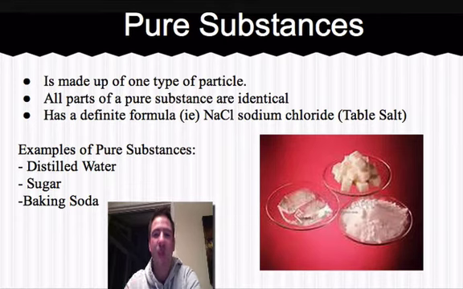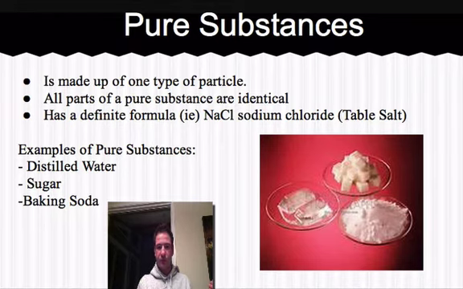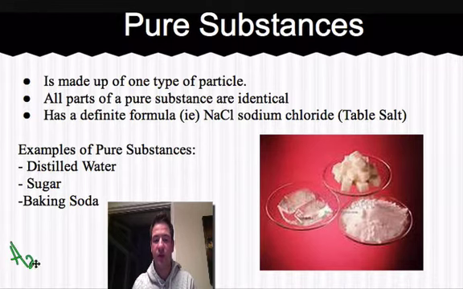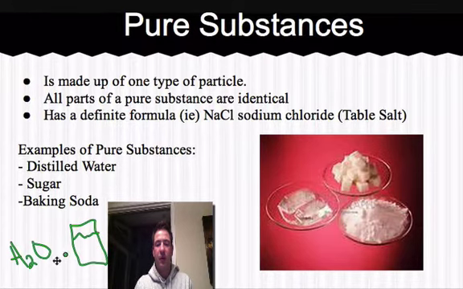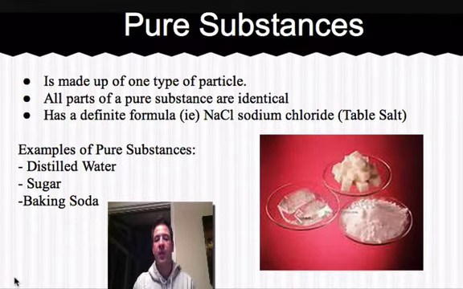Anyways, pure substances. They're made up of one type of particle. That's the main thing. For example, distilled water is made up of H2O, so there's 2 parts hydrogen, 1 part oxygen. In a cup of this H2O, all the particles inside this glass of water are all H2O. Important to remember, all parts are identical.